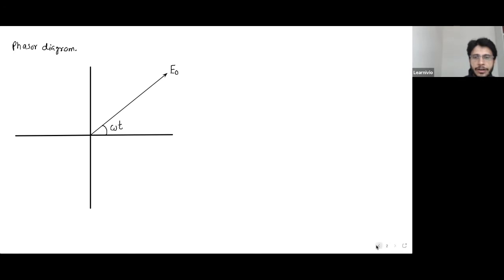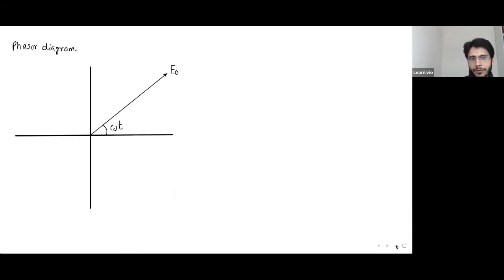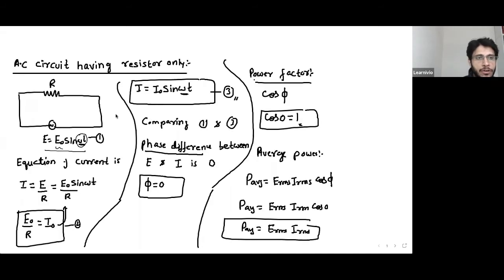The equation of current is I naught sine omega t. So again, take one arrow. The length of the arrow is equal to the peak value of current. The inclination with the x-axis is omega t. So I take another arrow. The length of the arrow is I naught, and its inclination is the same omega t. So from this diagram, it's very clear that current and EMF are in the same phase. There is no phase difference.